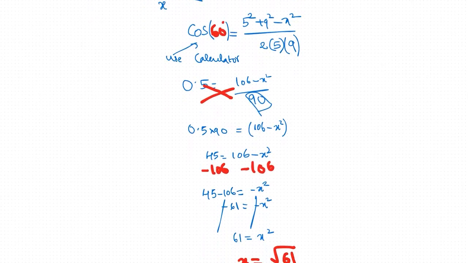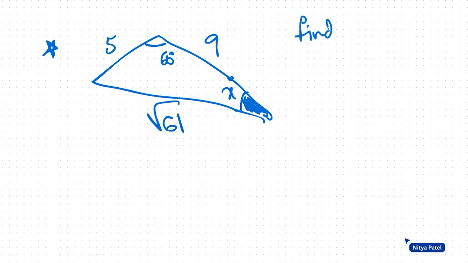Okay, let's go to page number 2. That is about cosine law. What if we consider the same triangle? The previous triangle: the angle is 60 degrees, this side was 5, and this was root 61. They are asking, let's say this is my x degrees. Find x degrees using sine law.